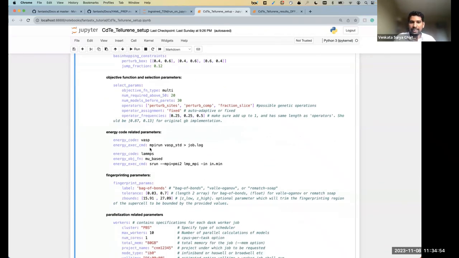And we have to specify the energy code related parameters, for example, whether we are running VASP or LAMMPS, and we also have to provide the input files corresponding to the code that we are using in a separate folder.